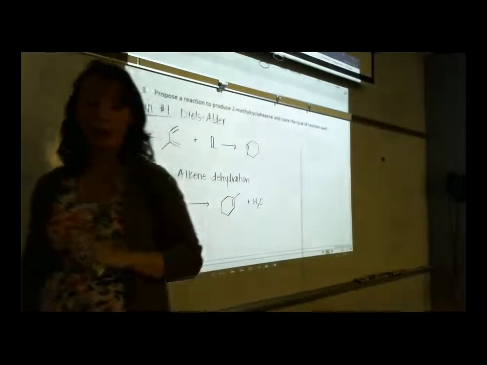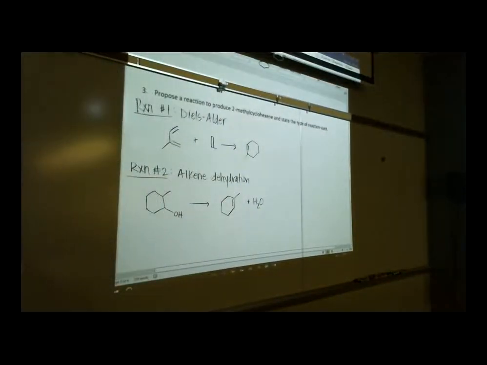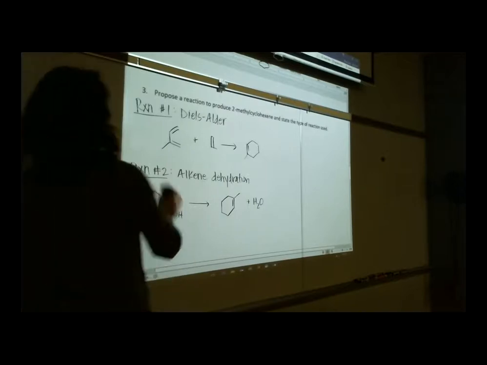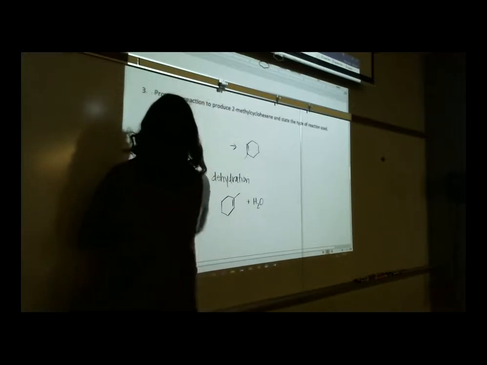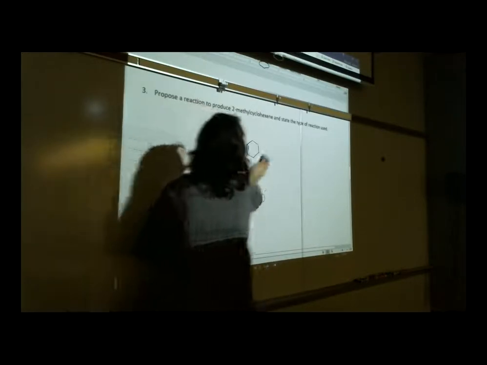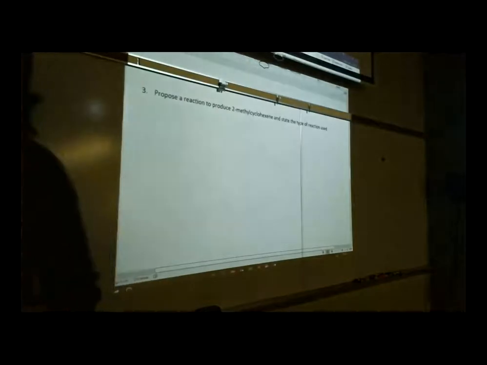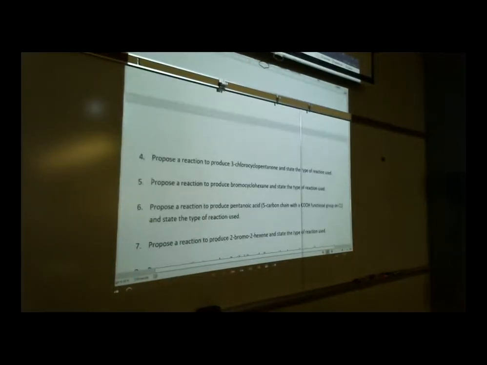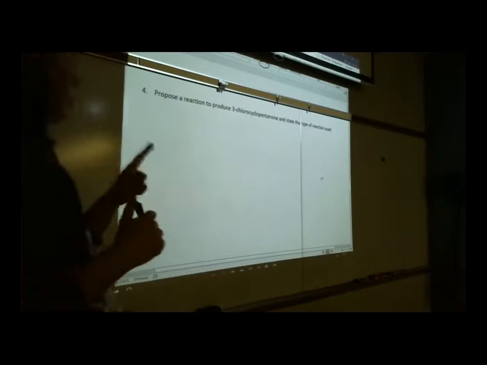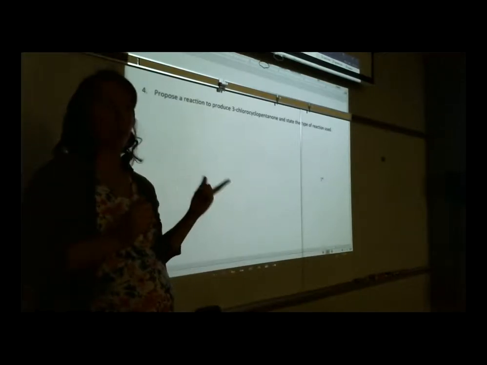Any other ones you thought of for number 3? I didn't know how to do that. Okay, we can do that one. So number 4 asks you, and there's only one option that you would know. How would you make cyclopentanone? There's only one reaction that we've learned so far that would allow you to produce a ketone.